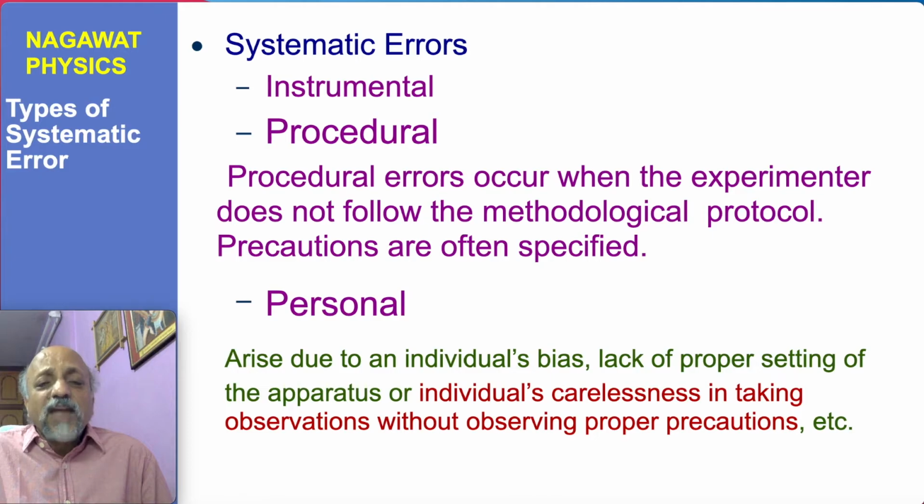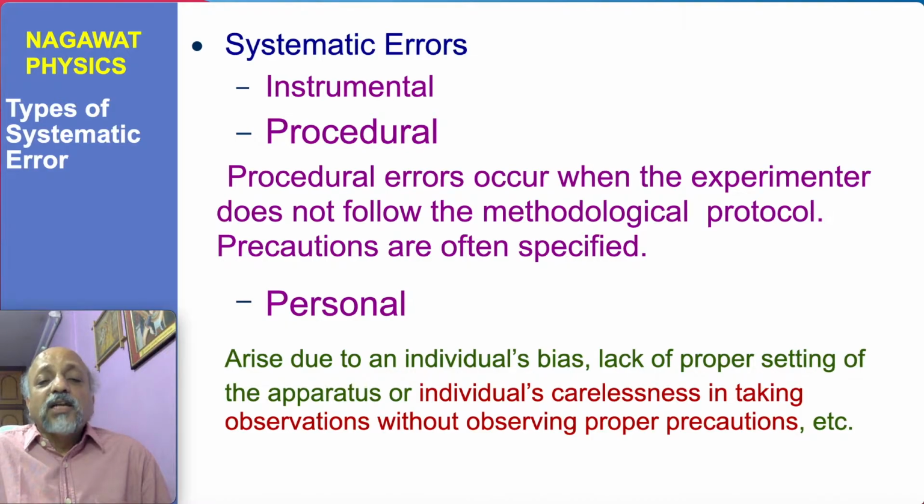So we can minimize procedural error in many cases, and in some cases procedural error may be very difficult to minimize, because the procedures prescribed for a course of measurement ensure that a certain kind of error cannot be minimized by a change in the procedure or by the way the procedure has been designed.